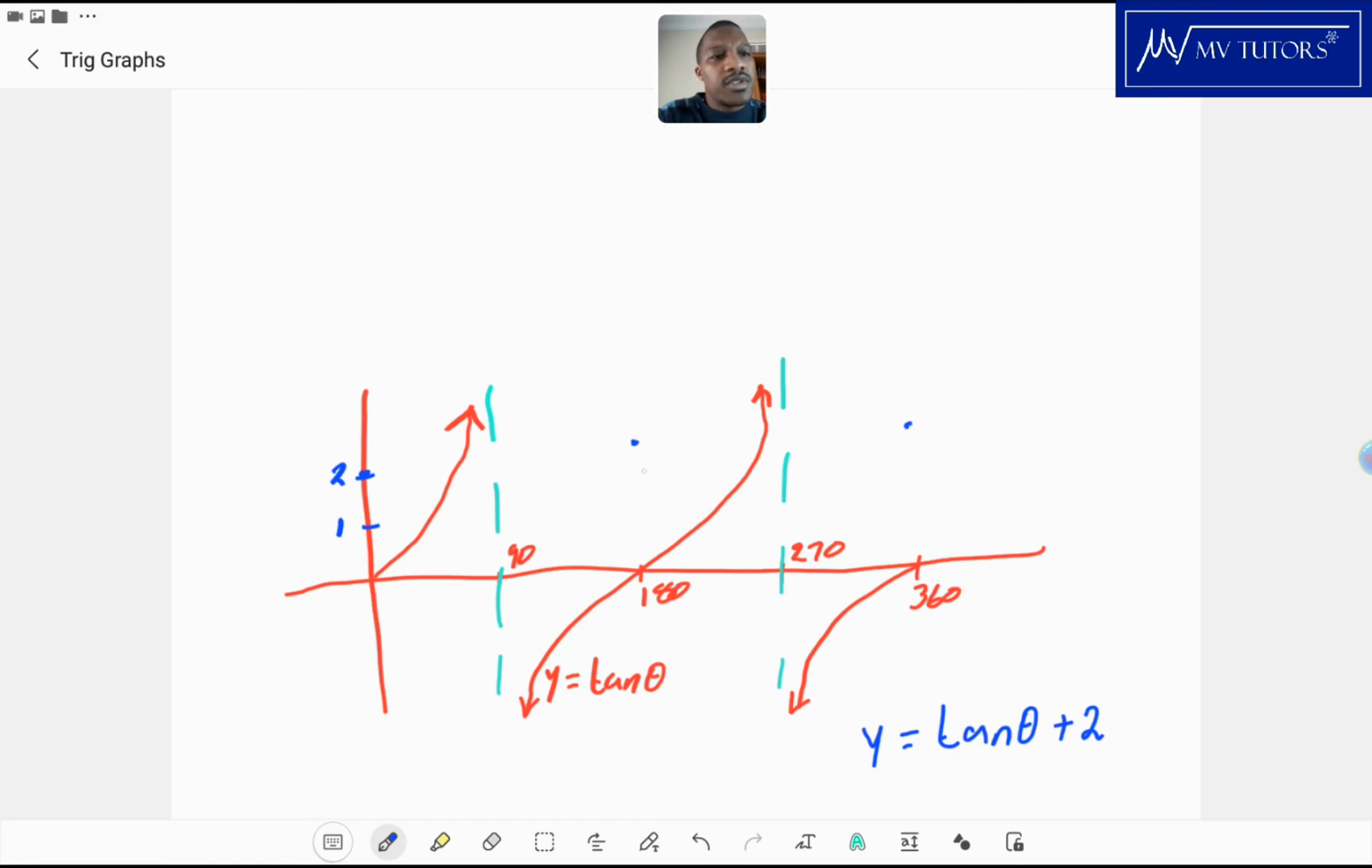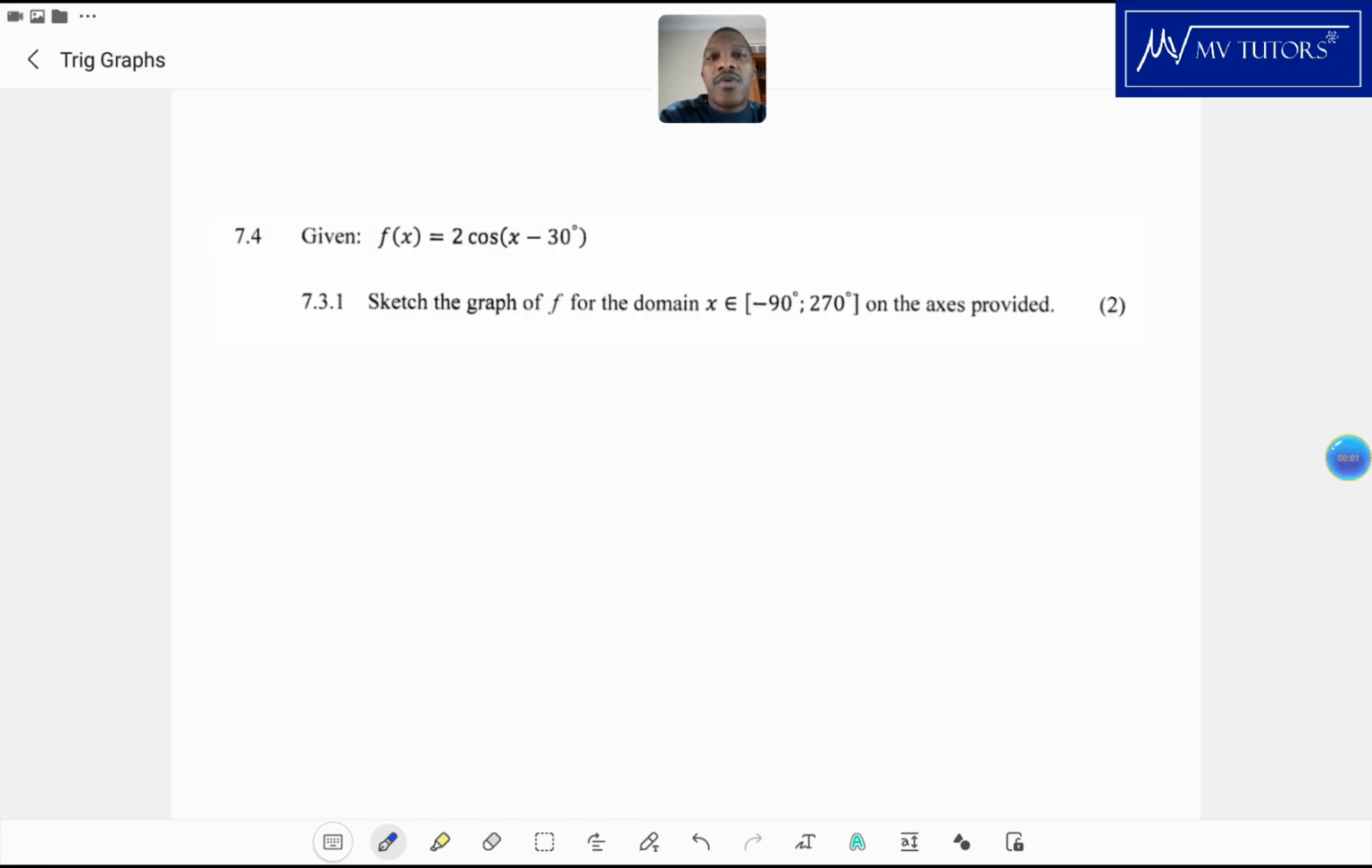Okay, so what does this mean? 180 is our full graph. It's like this. And then from this side, from 2 towards the asymptote, not touching it. And then this side, from 360 towards the asymptote and not touching it. That's it. So the graph just shifted up by 2 units. Now we have learned all the principles that we need to answer this exam past paper question.